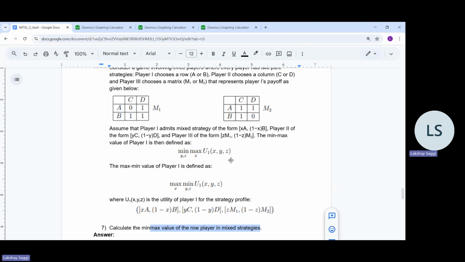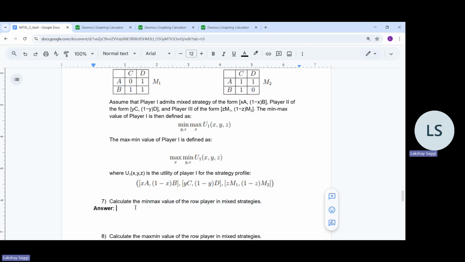So note that if some y comma z are chosen, after that the row player will be choosing the x, right? So maybe what we should do is write the payoff for this row player in terms of y and z.